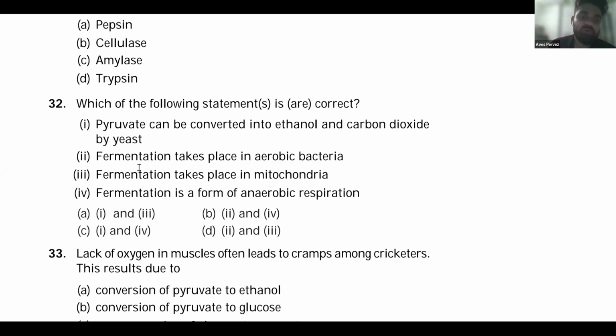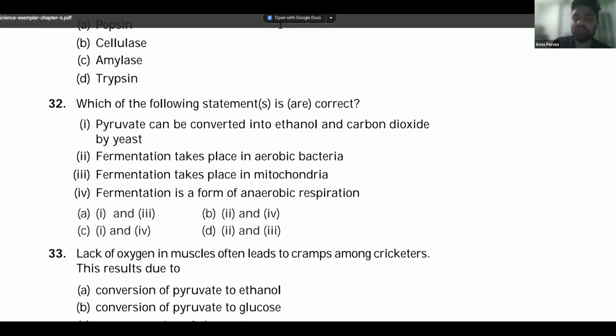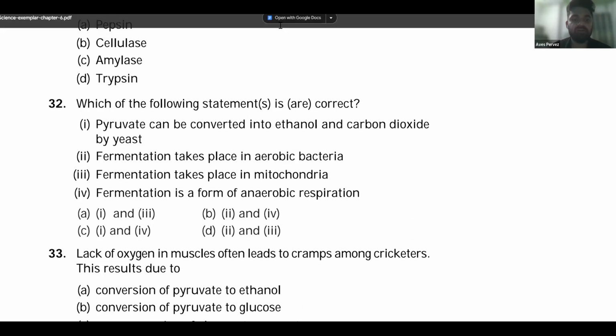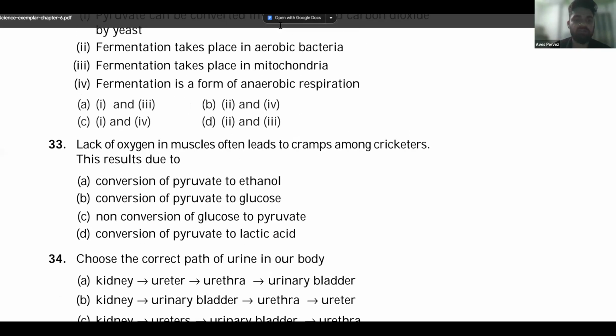Okay, so tell me what is the correct answer for this question. Option C. Fermentation takes place in mitochondria. Here 1 and 4. Option C, 1 and 4. Pyruvate is converted into ethanol and carbon dioxide by yeast. Yes, it is correct. Fermentation is a form of anaerobic respiration. Yes, it is also correct.